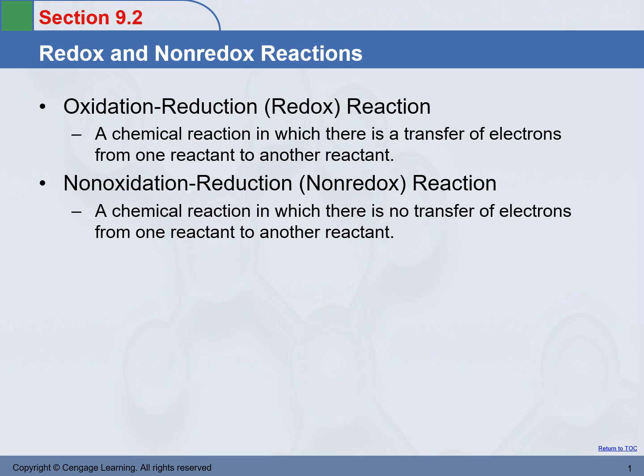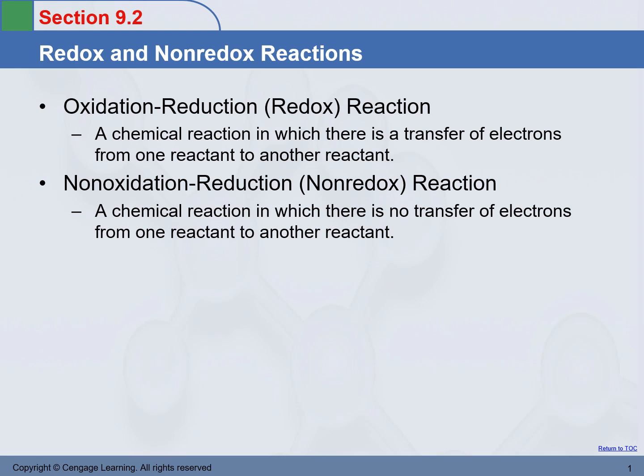Another way to look at a chemical reaction is to look at if there is a transfer of electrons between the reactants during the reaction. In that way, all chemical reactions can be classified into one of the 2 categories: redox and non-redox. In this episode and the next one, we're going to focus on the redox reaction.